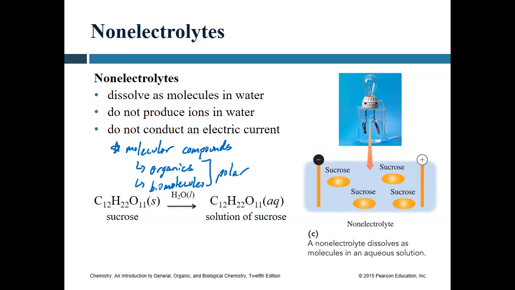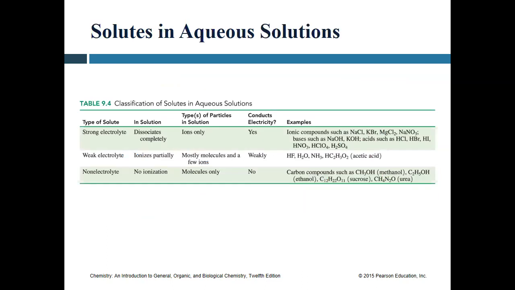Yes. So yeah, that's a good way to think about it. Strong electrolytes, we get all ions. Non-electrolytes, we get no ions. Weak electrolytes, we get some ions. And I guess this is more or less what this table is summarizing as well.